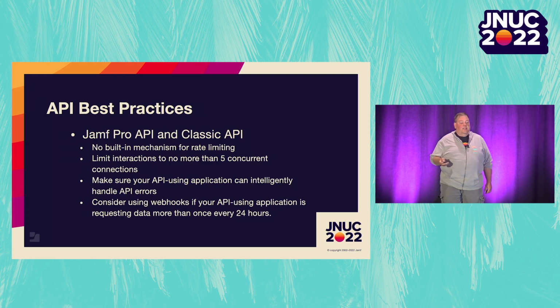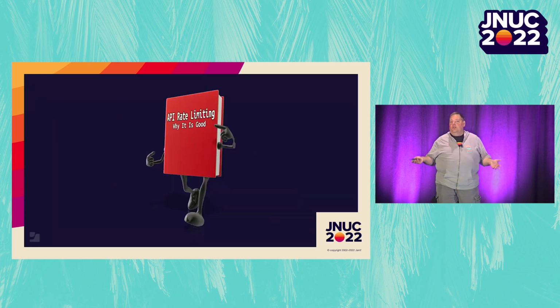Jamf also recommends that if your API-using application is requesting data more than once daily, please consider using webhooks. This will allow Jamf Pro to notify your application in real time when changes occur. The webhook data is not going to have all the information usually provided by an API call, so one way to get around that might be, when you receive the webhook, to send out an API call to gather the remaining information that you need if it is not in that webhook.